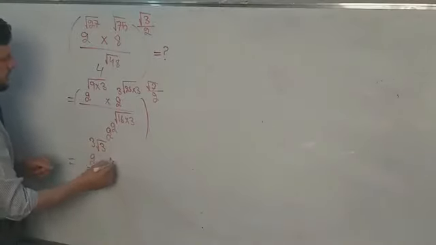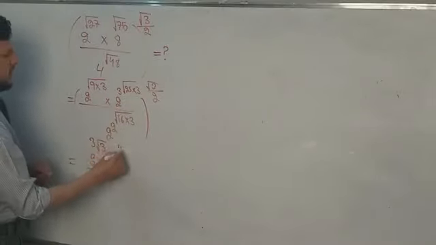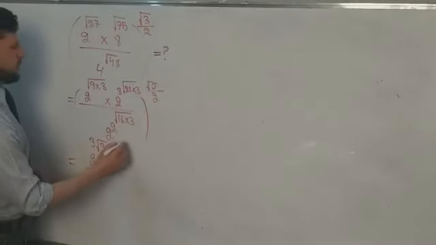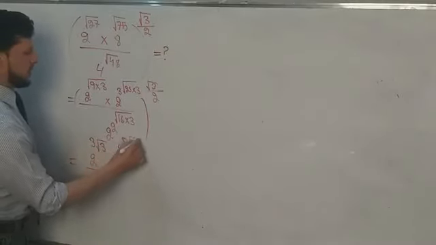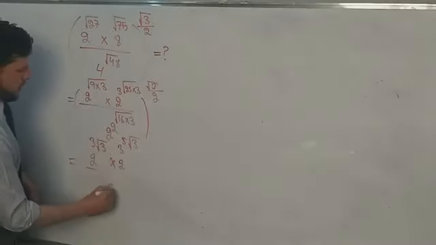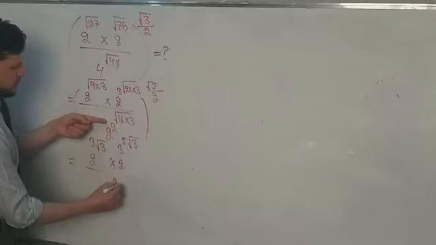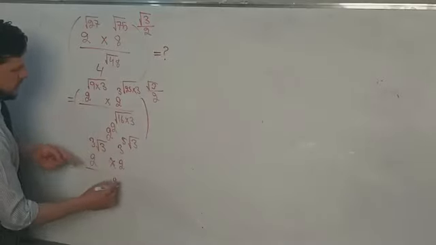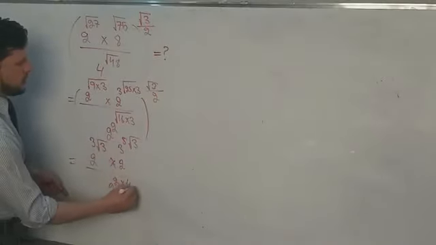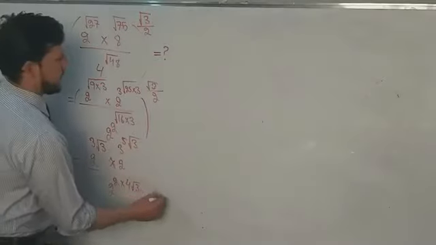Multiply by 2 to the power of 3, and you know the square root of 25 is equal to 5. So 2 to the power of 2, multiply by the square root of 16, which is equal to 4. Yes. So for now, let's start from here.